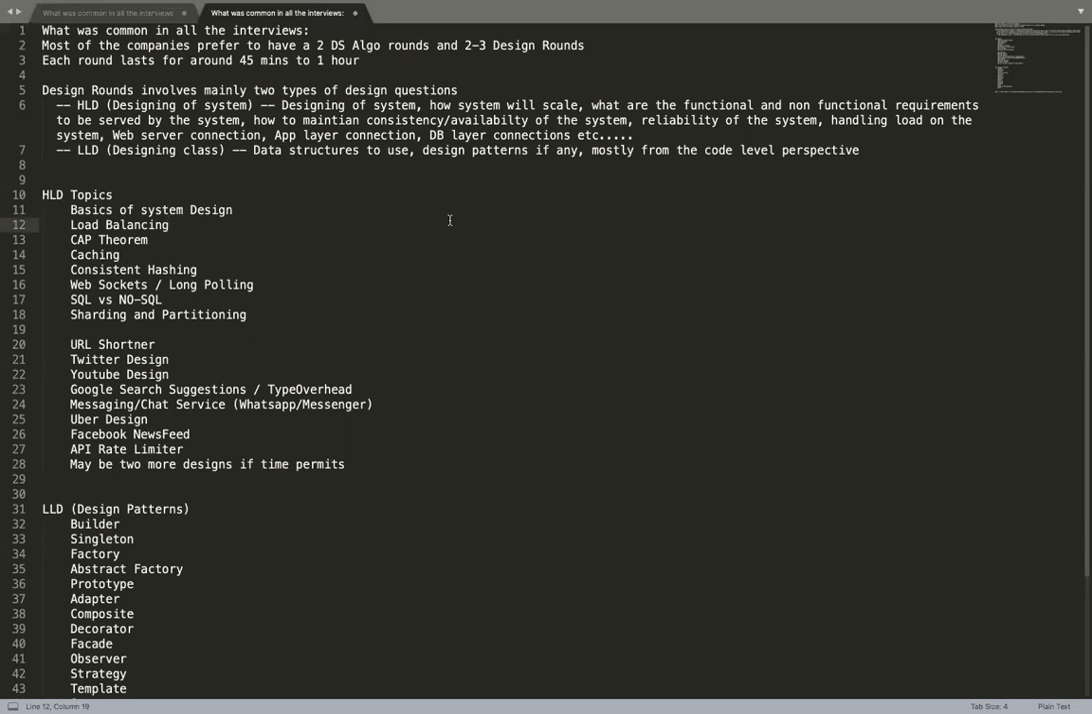Basically, high-level design is the designing of the complete system. You need to think of various parameters while designing the system. The first and foremost parameter is how your system will scale. Currently, let's say your user base is 10 or 100 or 1,000. How do you scale your system if the user base increases to 10,000 or millions or billions? That is the first and foremost question which has to be considered while designing your high level system.